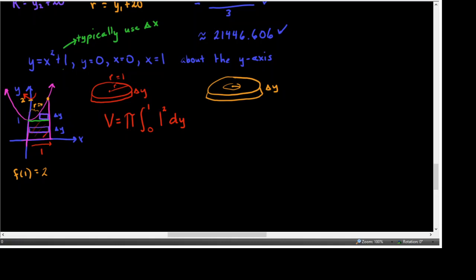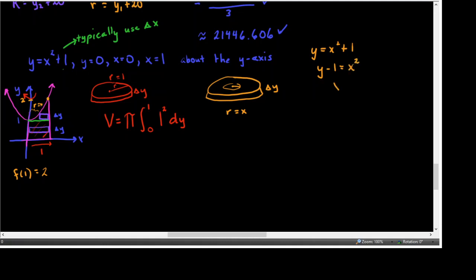But since we're doing a dy problem, we do not want that to be a function of x. We want that radius to be a function of y. So that means we're going to have to take the equation y equals x squared plus 1 and solve it for x. This is another reason why you don't want to do this problem this way. I'm showing you the worst way possible first so that you can maybe understand why the other way is so much better. We'll get to that in the next section.